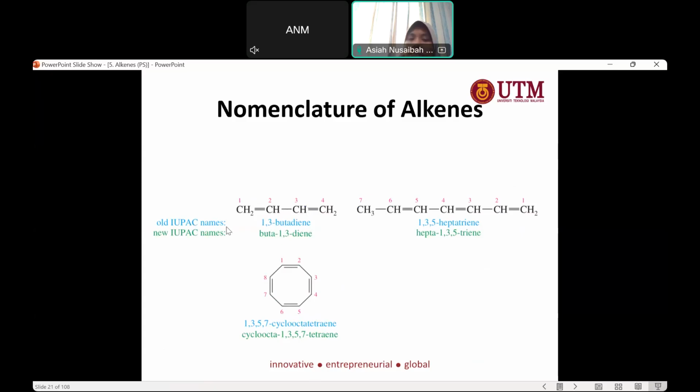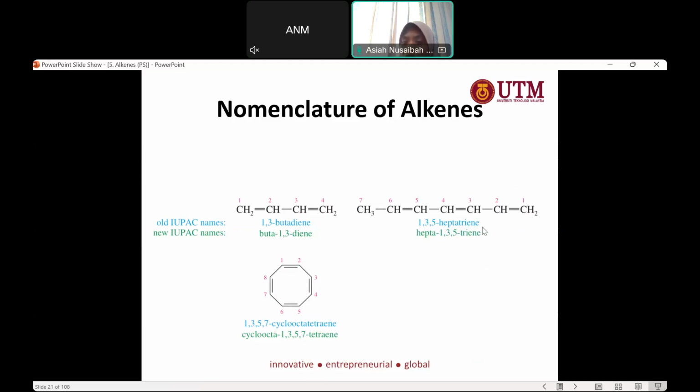For the new IUPAC name, we simply put the number in between the word representing the number of C, which is buta here. And then we have the number, which is 1, 3, and then diene, meaning there are 2 double bonds. So we have the next structure here on the right. We have 1,3,5-heptatriene. ENE, because there is a double bond. How many double bonds? Tri. There are 3 double bonds. 1, 2, 3. So triene, 3 double bonds.